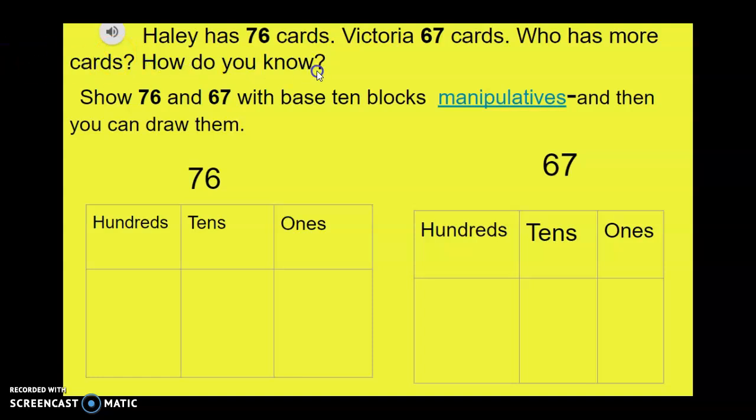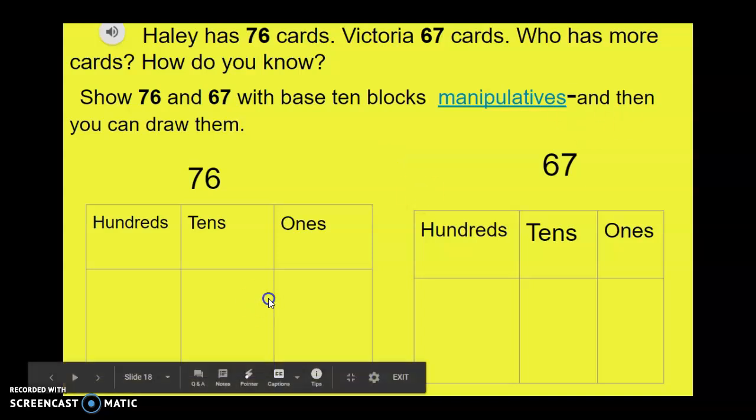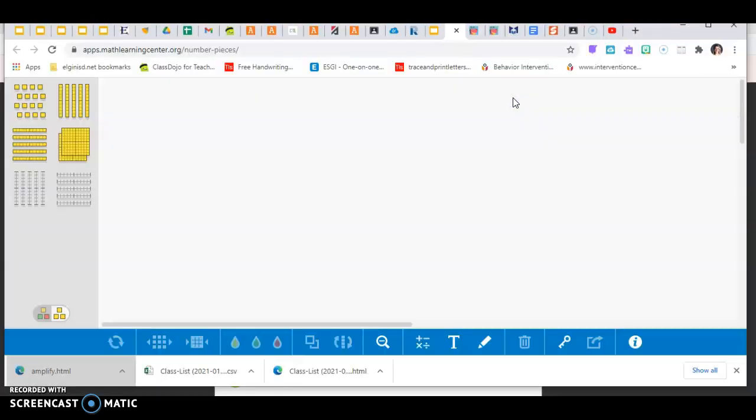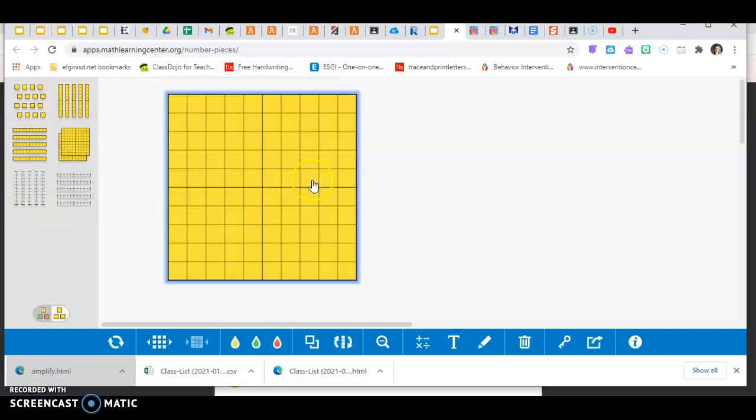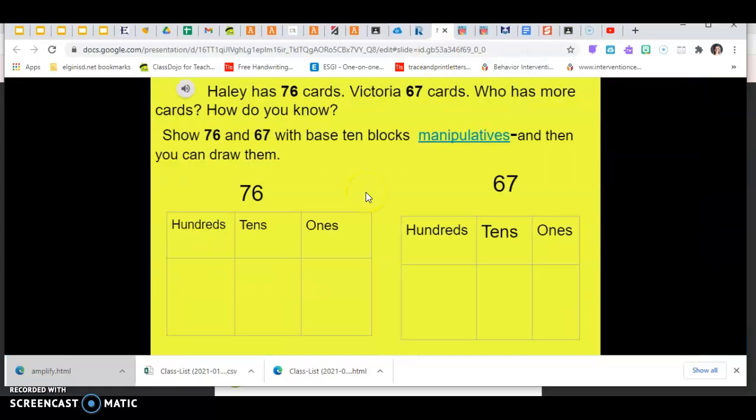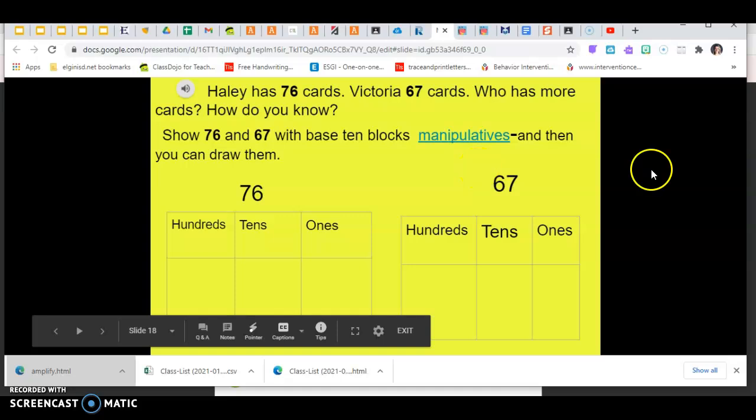How do you know? Show 76 and 67 with your base 10 blocks or your manipulatives, and then you can draw them. So if you have the manipulatives, show them and then draw them in the place value chart, or you can click on this link and it will take you to a page that allows you to make them with the base 10 blocks on here.